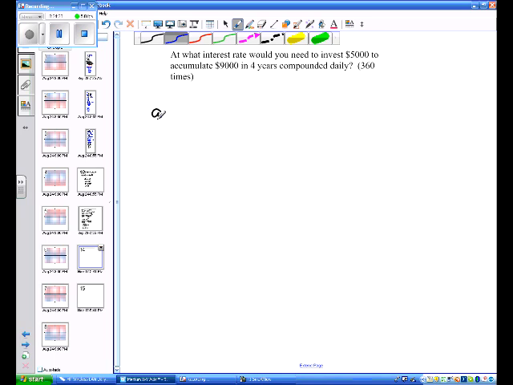Well, our accumulated amount was 9,000. That was equal to the principal, which was 5,000, times 1 plus, we don't know what r is, divided by the number of compoundings, that was 360, raised to the 360 times 4, because we're going to leave it in there for 4 years.